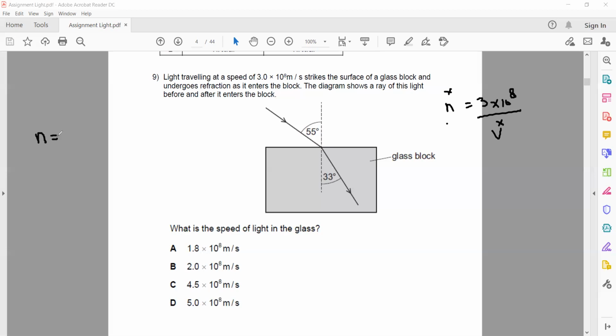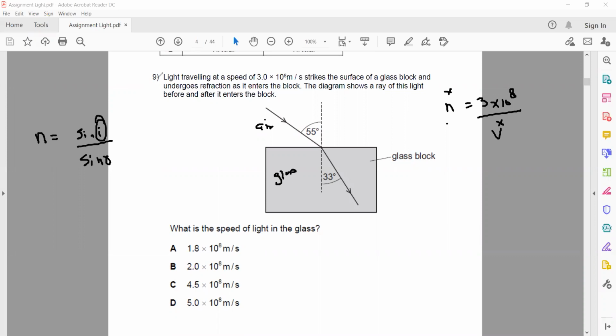Angles are given. So which formula will I use if light is moving from air to glass? Sine angle I over sine angle R, or sine angle R over sine angle I? Moving from air to glass, it's I over R. So sine angle I over sine angle R. An easy way to remember this formula: the numerator angle should be greater than the denominator angle. So you will not be confused. Even if you forgot the formula, just remember the greater angle is always in the numerator.